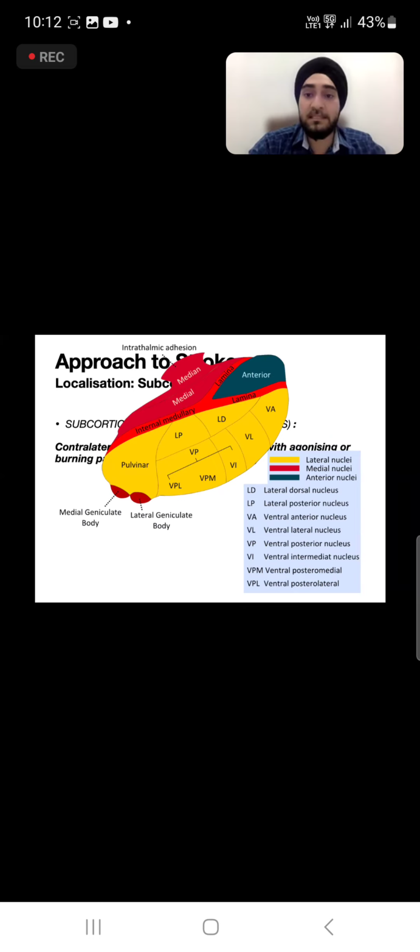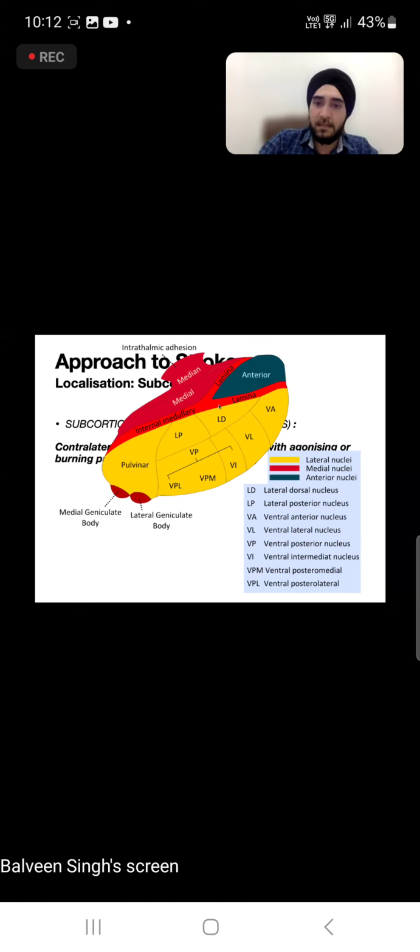But thalamus is not that simple. I'm just giving you an example of how complicated a thalamus can be. We can make it simpler by understanding, but thalamus has lots and lots of nuclei, lots and lots of connections, because everything which is going to and fro is going via the thalamus. But this yellow part is the lateral part, the red part is the medial part, and this blue part is the anterior part. So for the time being, let's just learn that there are three parts: the lateral part, the medial part, and the anterior part.